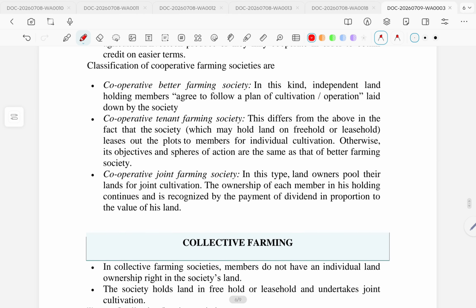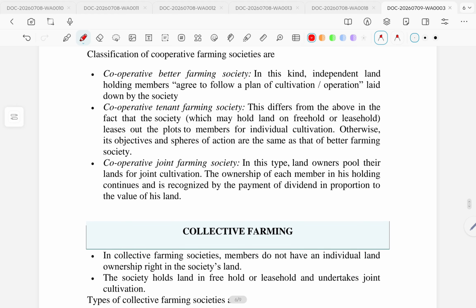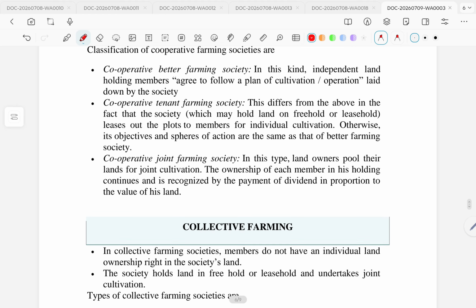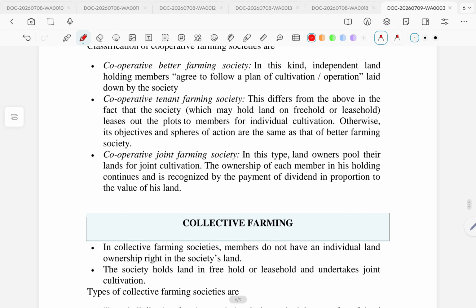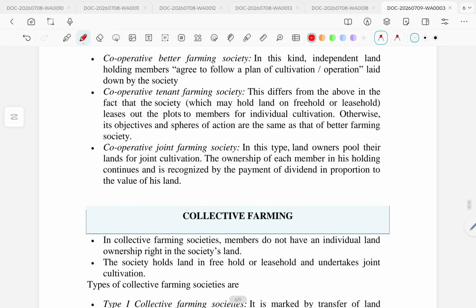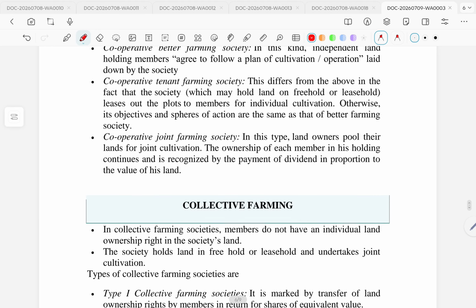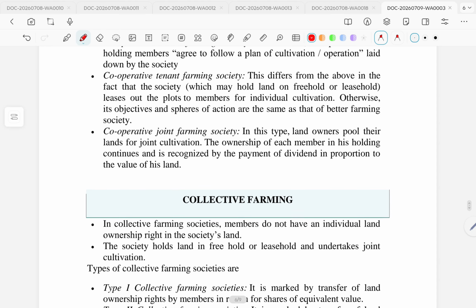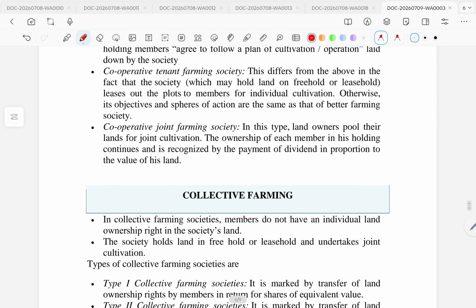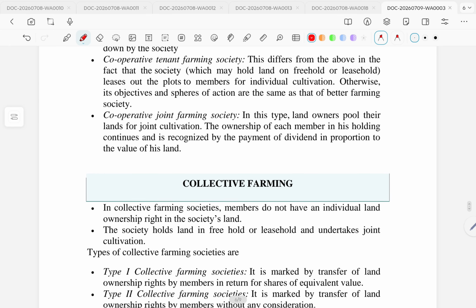Cooperative tenant farming society. This differs from the above in the fact that the society, which may hold land on freehold or leasehold, leases out the plots to members for individual cultivation. Otherwise, its objective and spirit of action are the same as that of a better farming society.